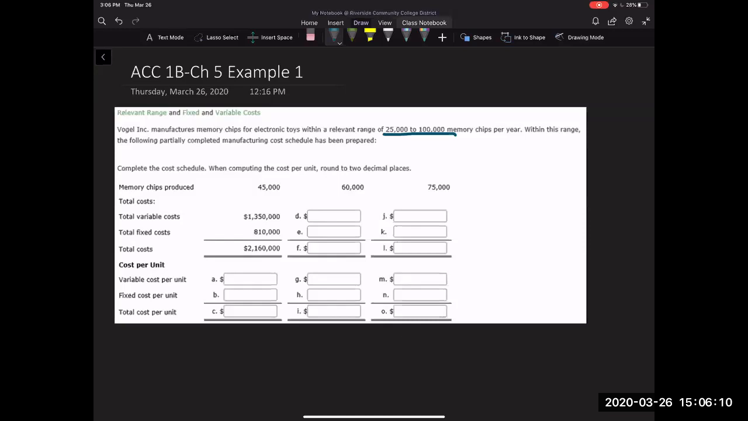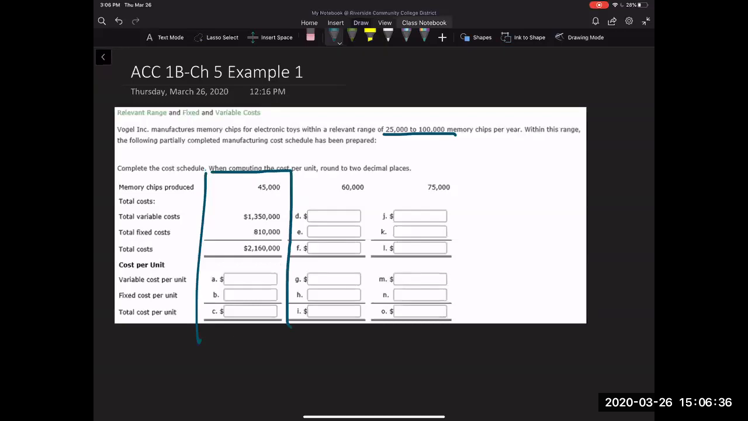What they want us to do is fill in the blanks for them, right? Because we know certain things about fixed costs and variable costs, we can fill this information in. So let's start with what we know. Right now I'm just going to work on this section first, okay?